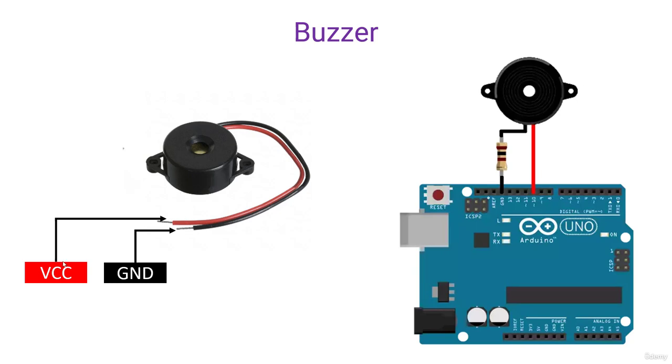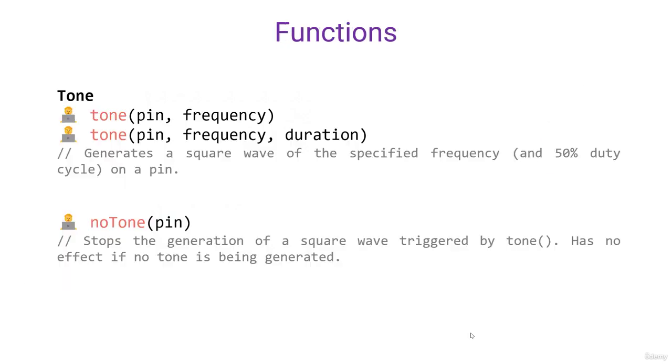It has two terminals. The first one is VCC. We need to supply 5 volt here, and another terminal is ground. We can connect a resistor here. We can take output from any of the digital pin of Arduino, then connect it in series with a resistance to the ground.